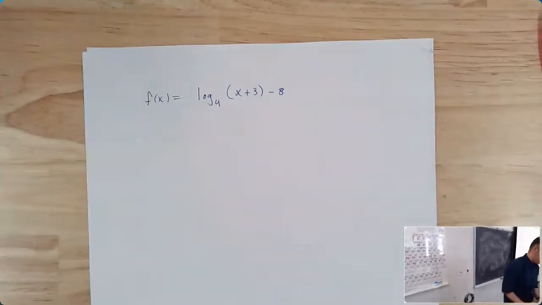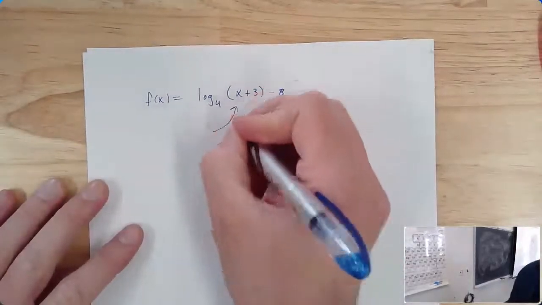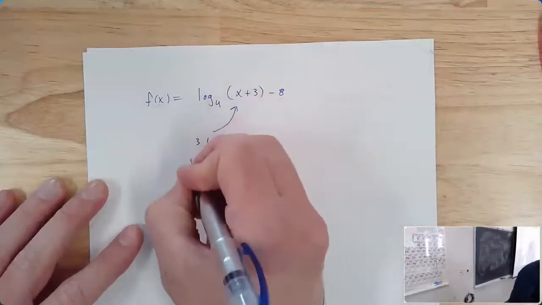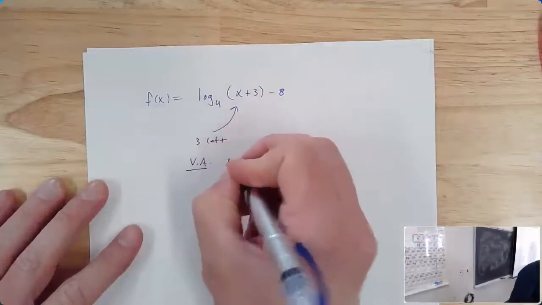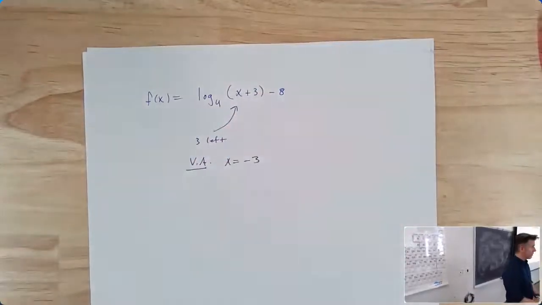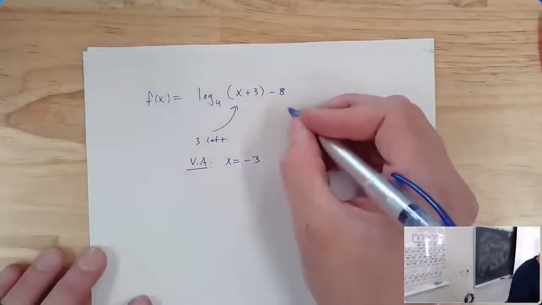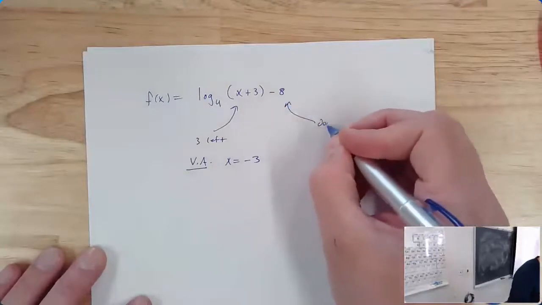Okay. So first we're going 3 to the left, which means we know that our new vertical asymptote is going to be 3 to the left. Instead of x equals 0, it's x equals 0 minus 3. In fact, you can always find a new asymptote just by adding or subtracting the number of the shift to your original 0. And then we're going to go down 8.